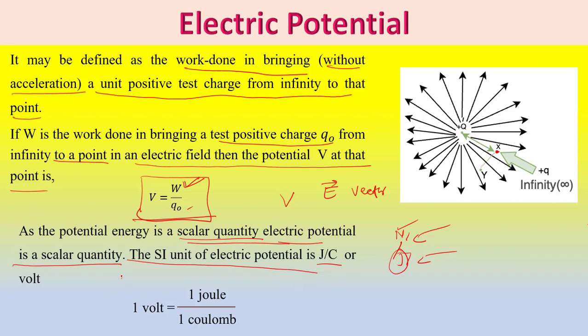Okay, so 1 volt can be defined as follows: if the work done is 1 joule in bringing a unit positive test charge from infinity to a particular point, then that work done can be said to be equal to 1 volt. अगर 1 जूल का काम करना पड़ रहा है एक यूनिट पॉजिटिव टेस्ट चार्ज को इन्फिनिटी से लाने के लिए एक पर्टिकुलर पॉइंट पे, तो हम कहेंगे कि वहाँ पर इलेक्ट्रिक पोटेंशियल जो है वो 1 वोल्ट है.